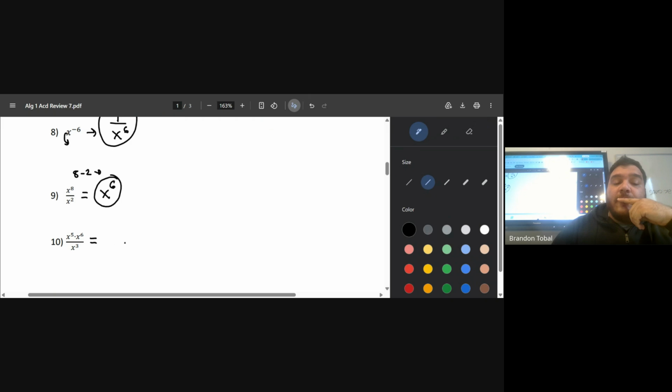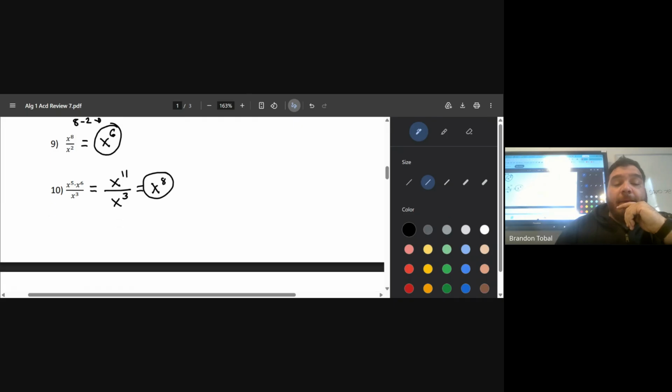What do you think? Good. So the first thing I'm going to do, because I'm multiplying on the top, I'm going to multiply the tops. So Hadar, I'm multiplying the tops, 5 and 6. So x to the 11 over x to the third. You want to keep going? You can keep it going. Sure. Then x to the 8.